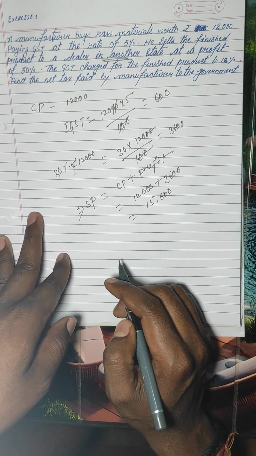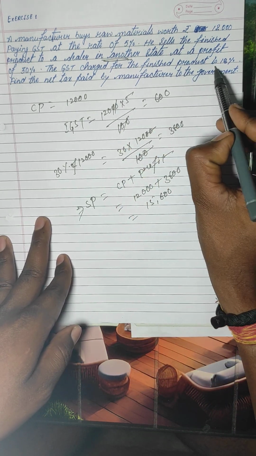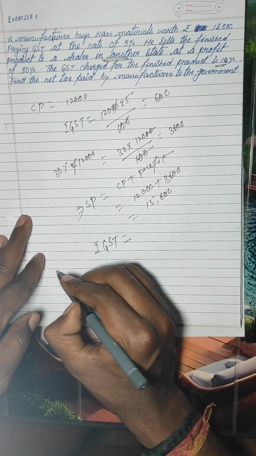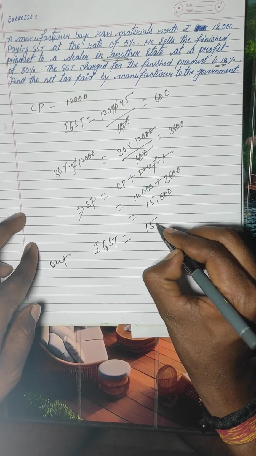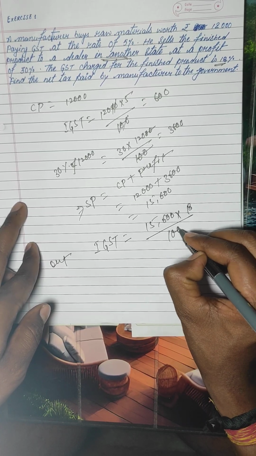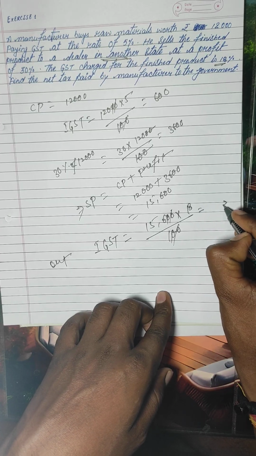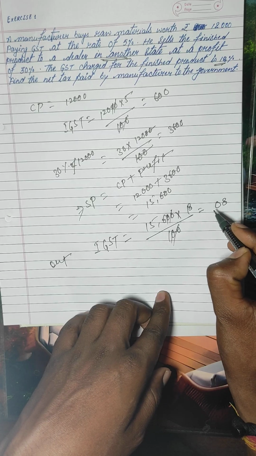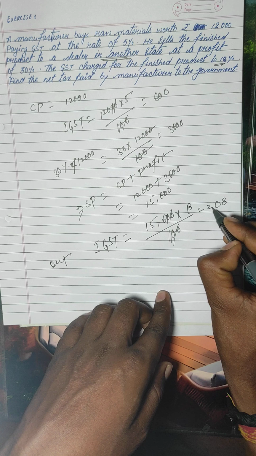Now here you have to find the GST on the sale. GST given is 18%. So output IGST is equal to 15,600 into 18 by 100. You just multiply this one. 18 times 6 is 108, 18 times 5 is 90, and again 18 times 1 is 18, which gives 2,808.